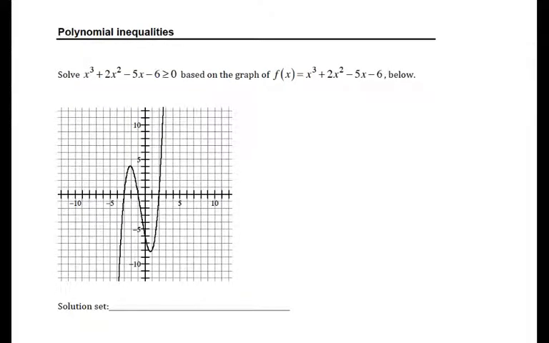The best way to understand a polynomial inequality is to first look at a solution that's found from the graph. In this case, we're going to look at a cubic polynomial in an inequality where the polynomial is set greater than or equal to 0. And we're looking at a graph of this cubic polynomial. So I'm going to consider that 0 to be y equals 0, which is the same as the x-axis.